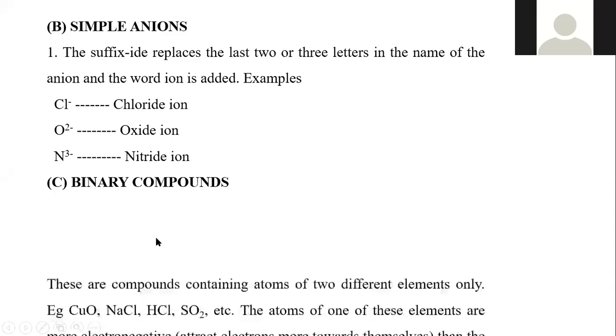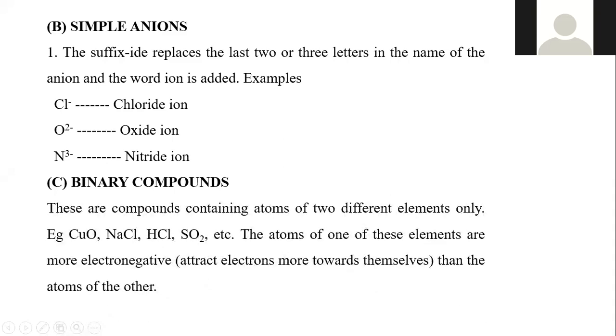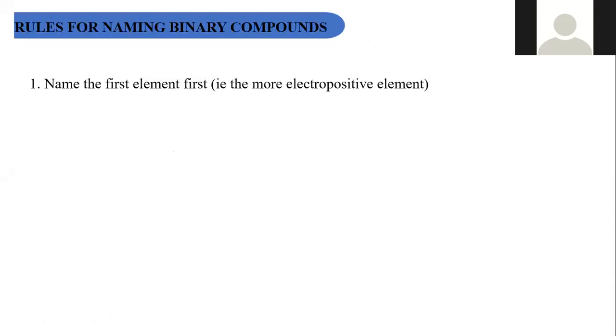Okay, let's go on. Now, how do you name binary compounds? Binary compounds are actually like bringing together a simple cation and a simple anion. So the rules will be a combination of these two. The first rule is that you name the first element first. That is the more electropositive element.